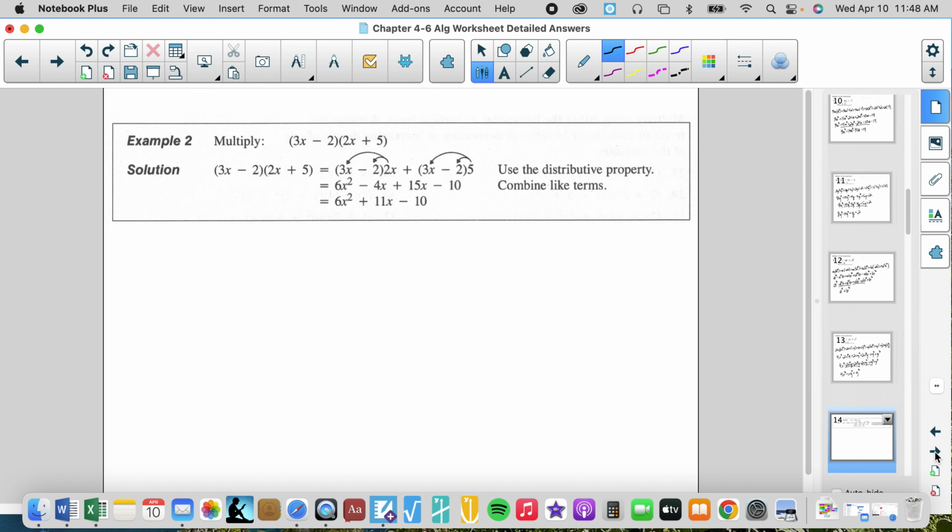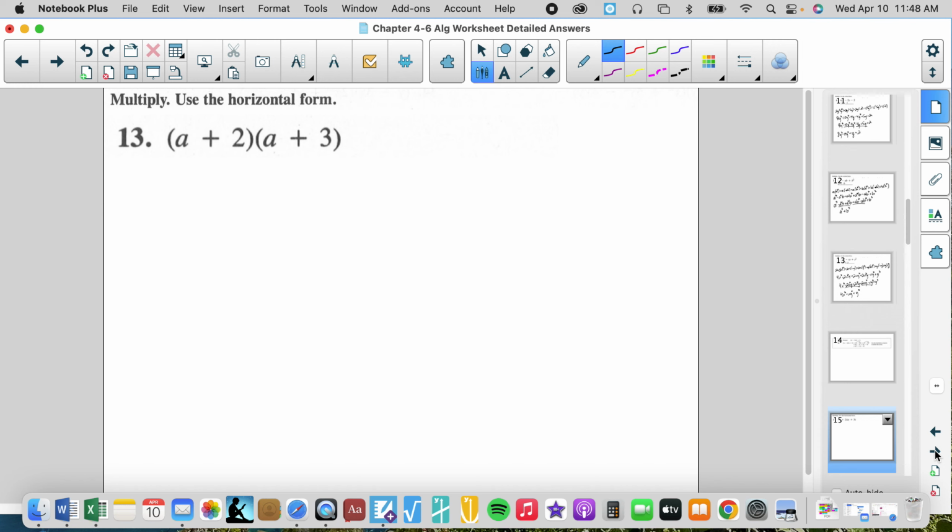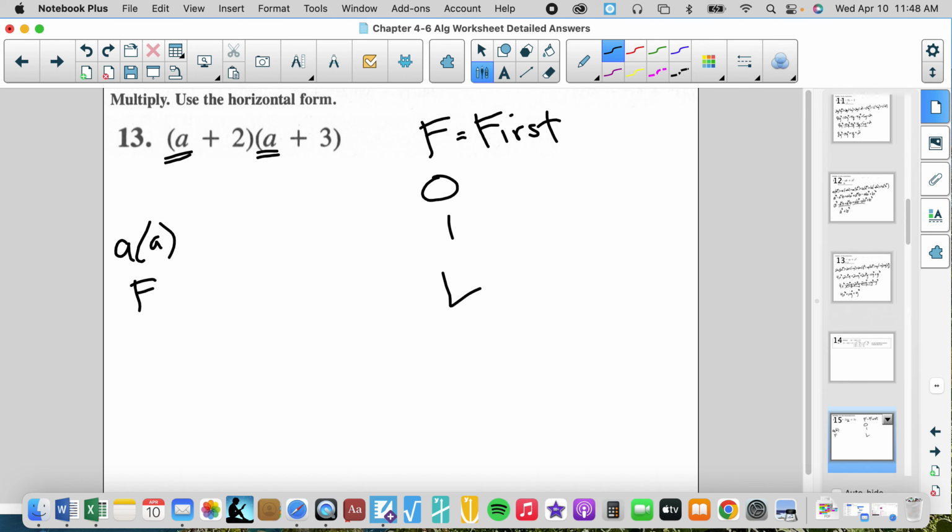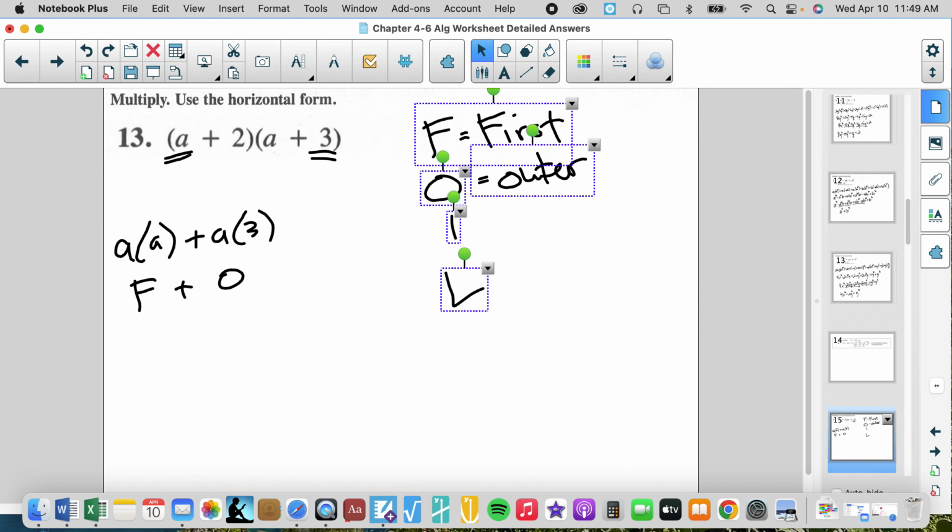All right, now we're going to do what we call FOIL. F in FOIL is firsts. Multiply the firsts. Those are the first of the binomials. A times A, that's your F. O is outer or outside two. These are the outside two. So you have A times 3. That's your outside. I'm going to run out of space, so let's move you over.